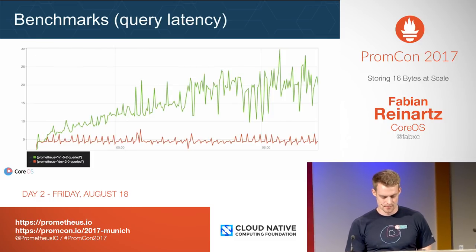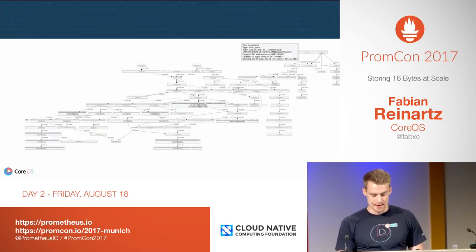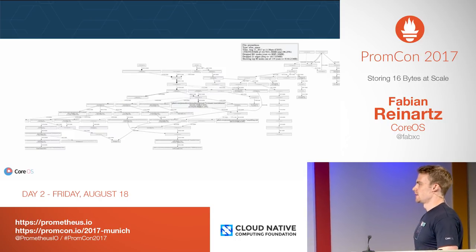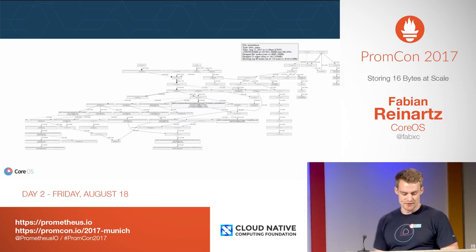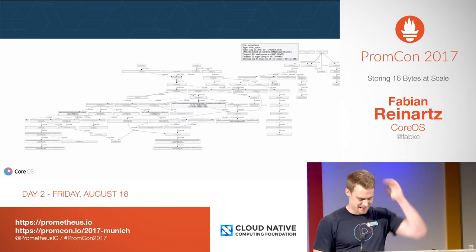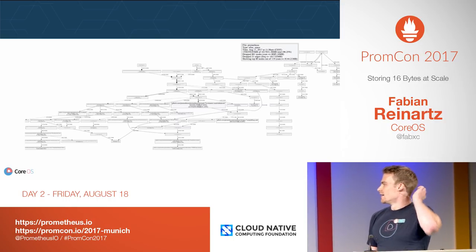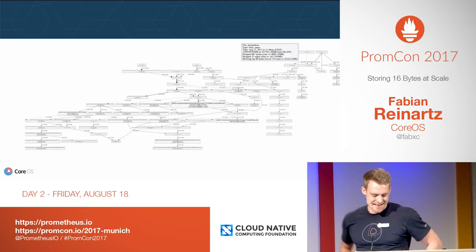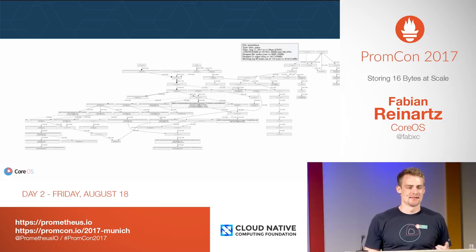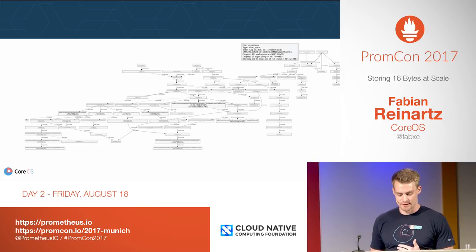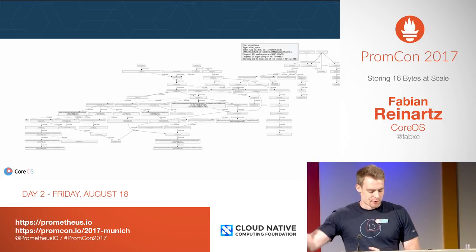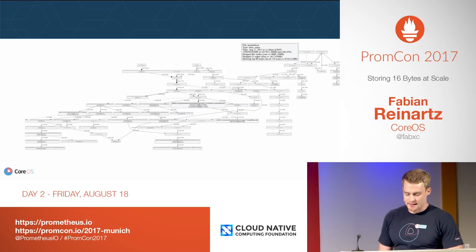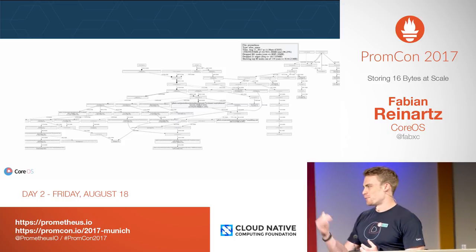So, yeah, how does this all work? Basically, this development was 10% writing code and 90% staring at graphs. This is like the profiling output of Go. So you can have memory profiles and locking profiles and allocation profiles and CPU profiles. And basically, as you optimize stuff, you just have to weed through those, right?